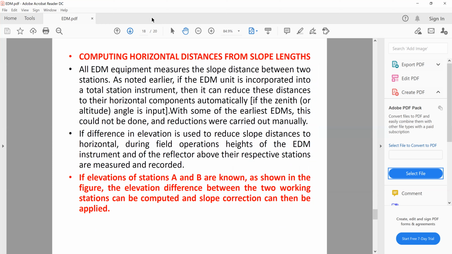So, computing horizontal distances from slope lengths. This is one problem that we encountered before in the case of tape measurements as well. All EDM equipment measure the slope distance between two stations. If the EDM unit is incorporated into a total station instrument, then it can reduce these distances to their horizontal components automatically if you input the angle, but you can do the calculations on your own as well. If the difference in elevation is used to reduce slope distances to horizontal, and the height of the EDM instrument and the reflector is known, you can basically perform the calculations.